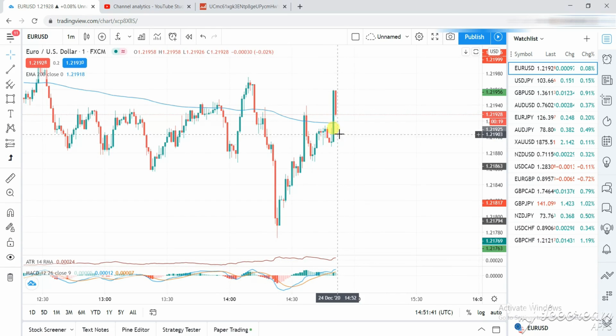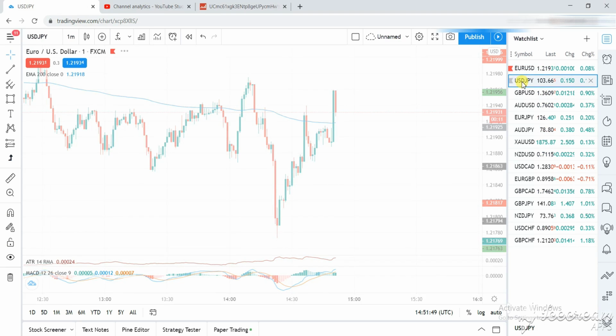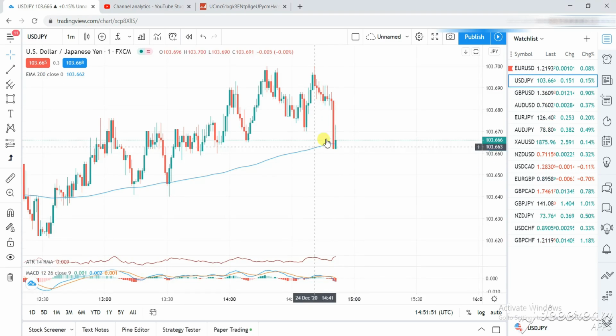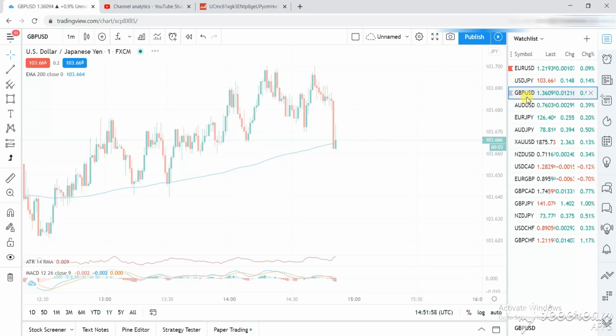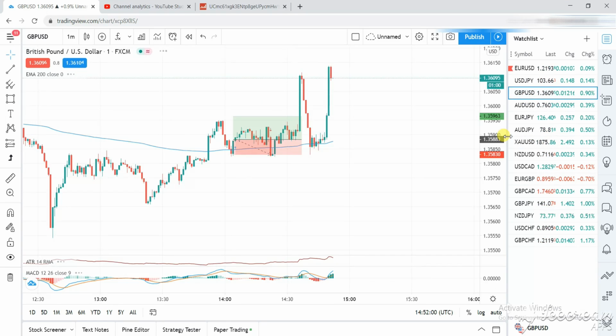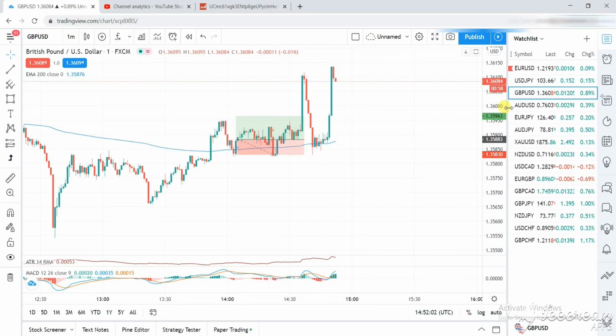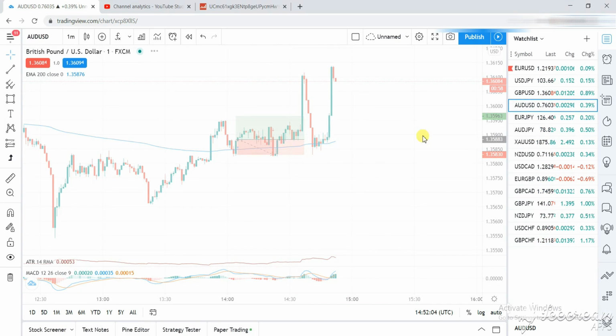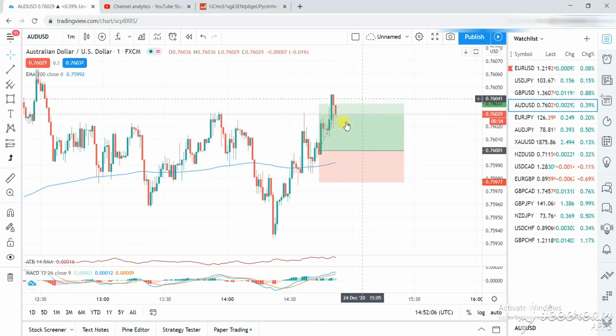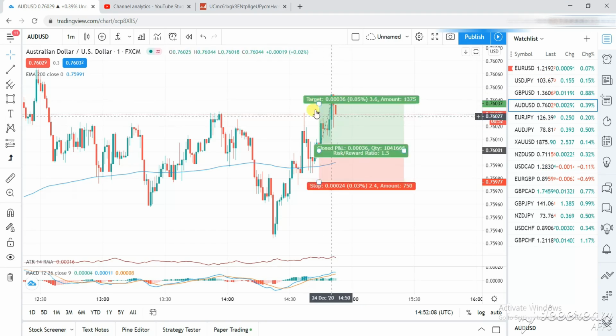This will be a good entry because of this strong momentum to the upside. So let's see if this will give us an entry signal. Let me mark this up. EU, let me check UJ. Okay, strong momentum to the downside, and let me see if it will give me an entry. GU, I think I just took a trade there. Okay, no, I missed this one. AU, take profit smashed. Beautiful win, guys.